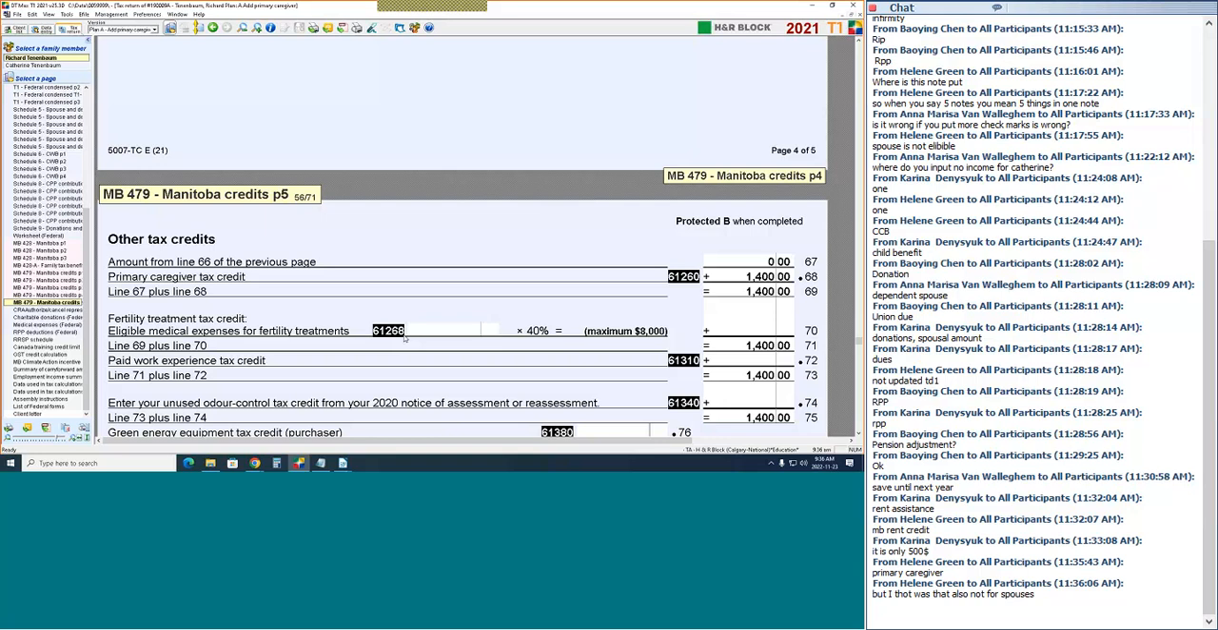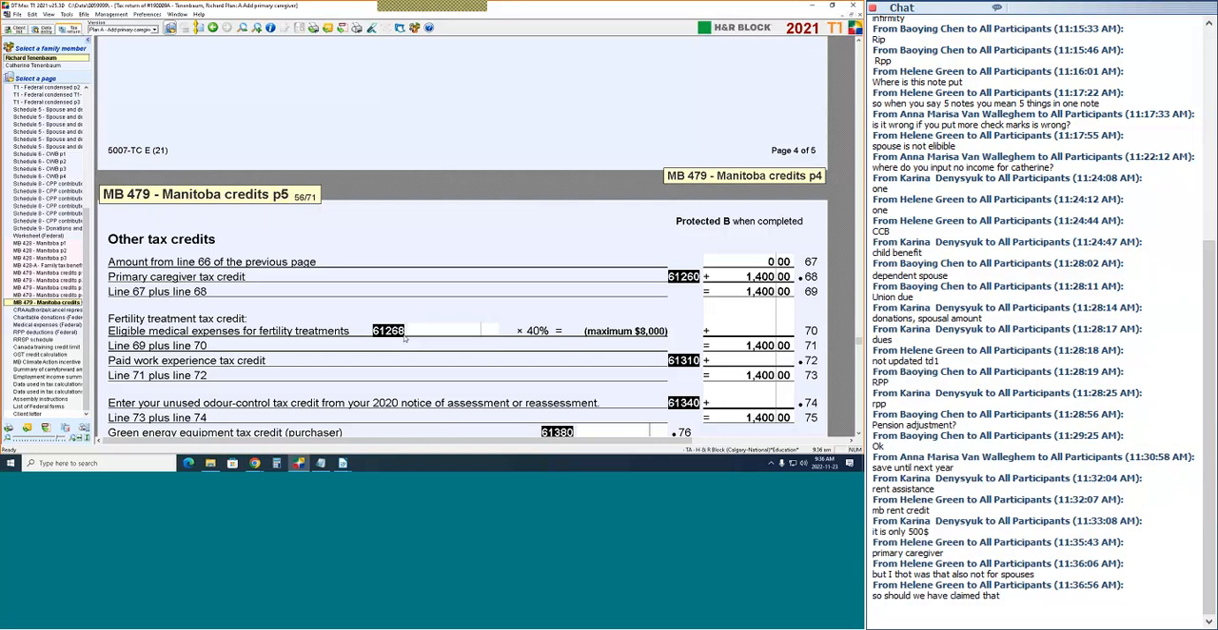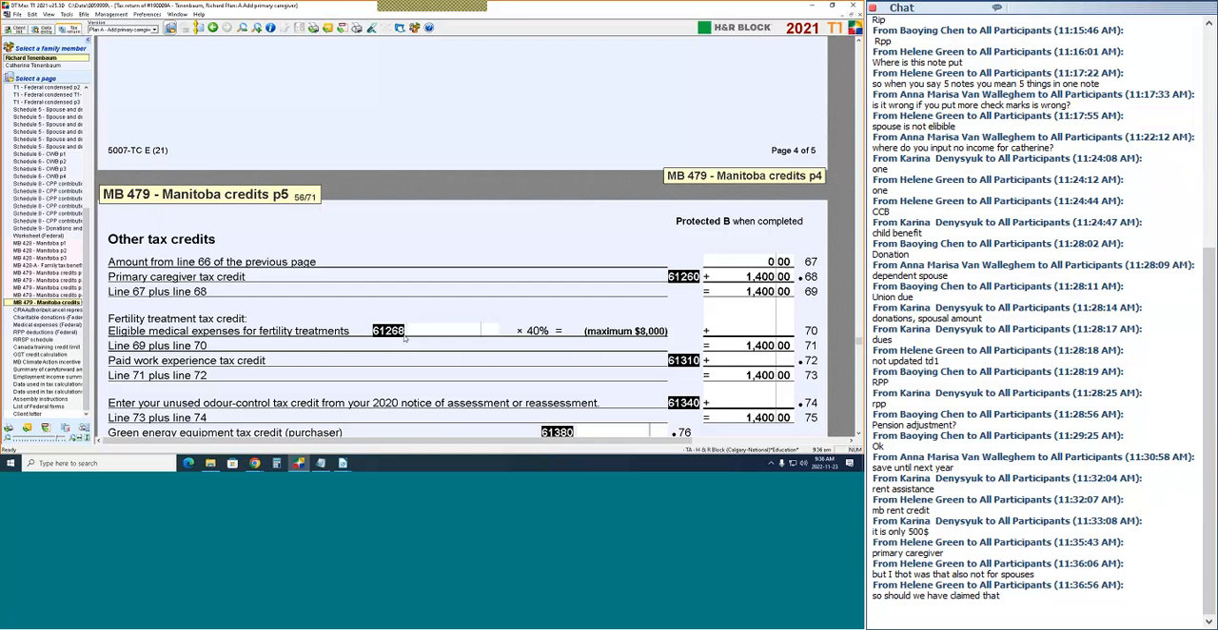What I would like you to do in this class, and I know this is asking a lot, but if you get your problems done and you have some free time, go back and look at the return as a whole and ask, what else could I be missing? Especially drilling into those provincial credits, because in Manitoba they make a big difference.